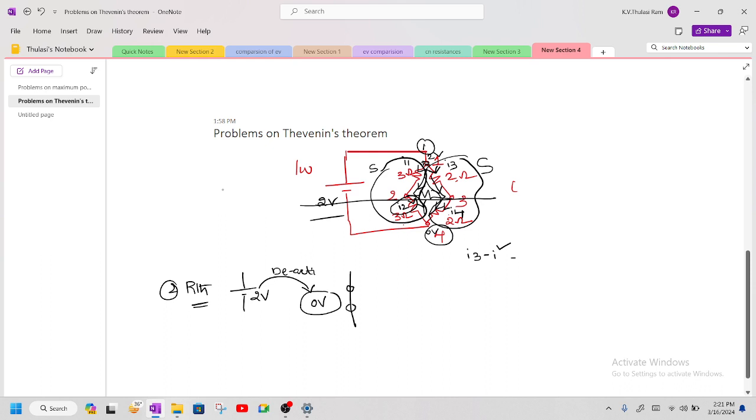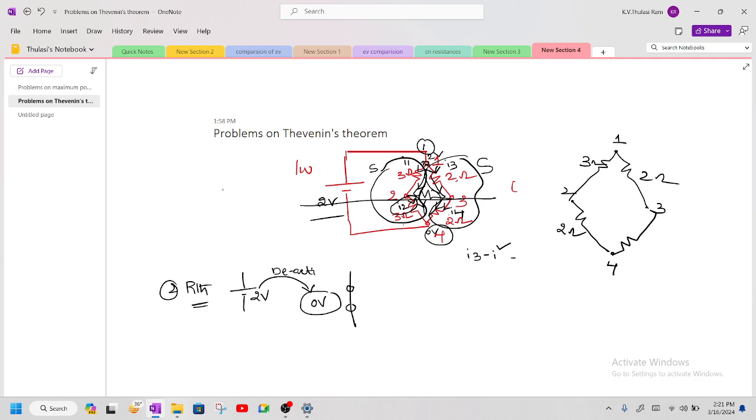So now I'm going to construct this diagram. How many nodes am I going to have? I have node 1, node 2, node 3, and node 4. Here I have the resistances. This is one branch, this is another branch, this is one more branch, and this is another branch. This one is 3 ohm, this is 2 ohm, this is 2 ohm, and this is 2 ohm.